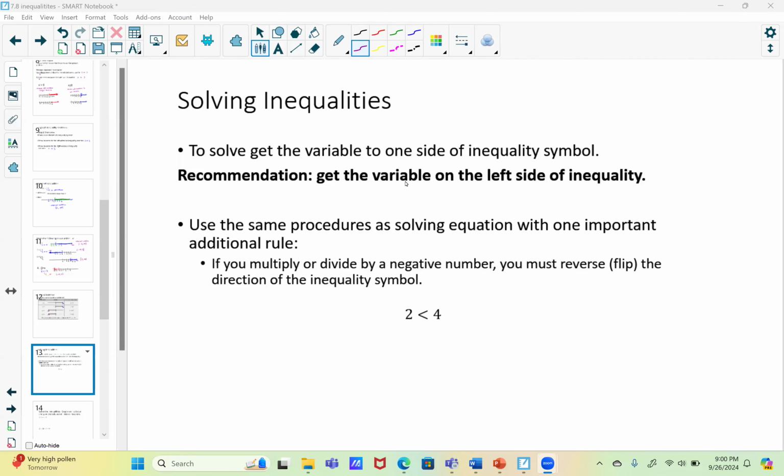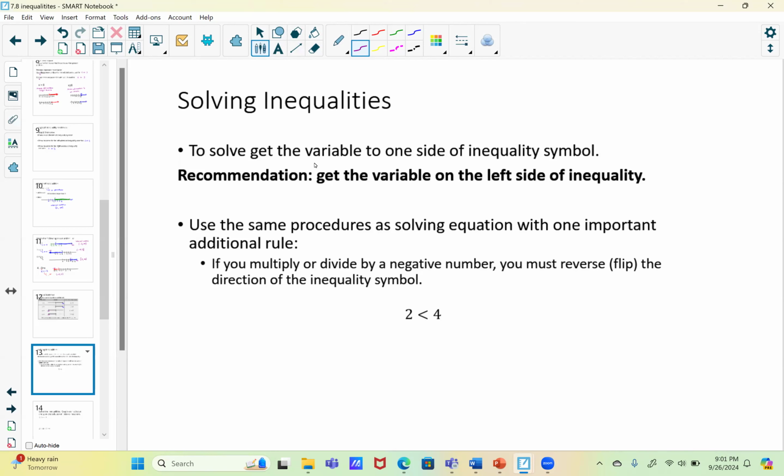Okay, so we're going to look at solving inequalities. And solving inequalities is the same idea as solving equations. It's the exact same steps. There is one exception, and we're going to talk about that.